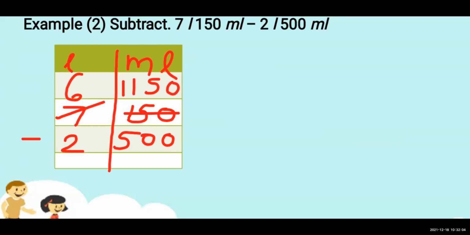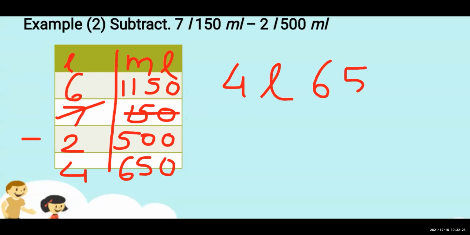Now 0 minus 0 will become 0. 5 minus 0 will become 5. 11 minus 5 will become 6. And 6 minus 2 will become 4. So what is our answer? Our answer is 4 liter 650 milliliter. In this way, you are going to do the subtraction sums. Clear, everyone? It's very easy.